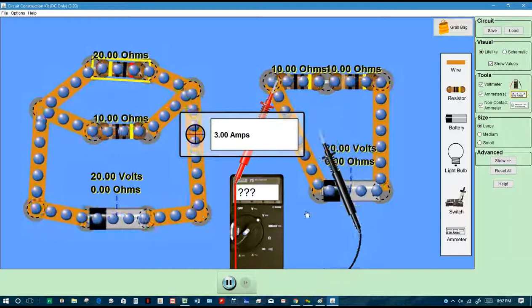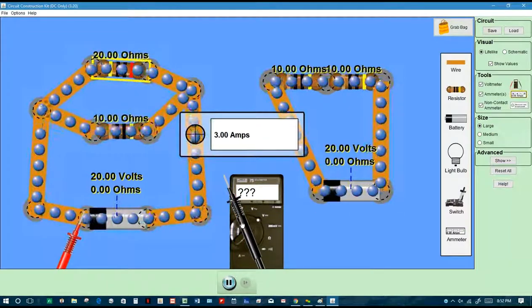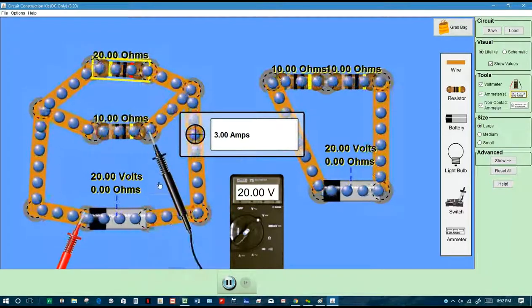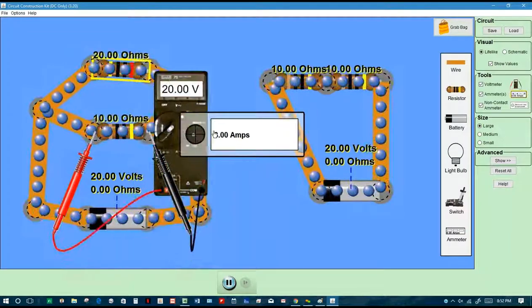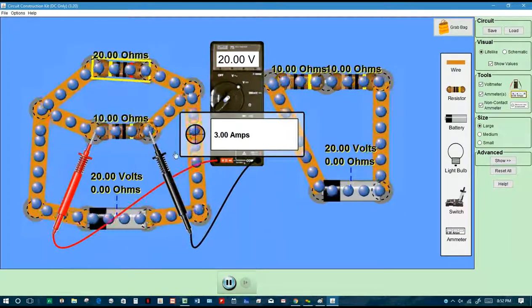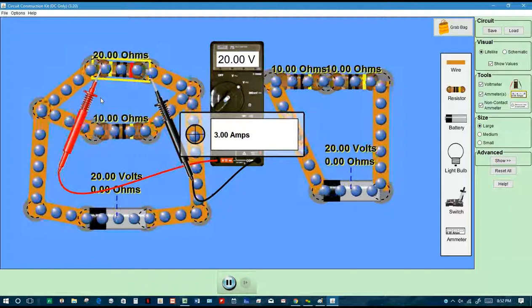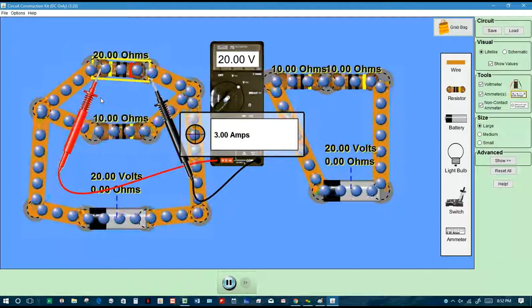Notice what happens over here in the parallel case. 20 volts is how much voltage is on the battery. When we go test the voltage drop on this resistor, watch what we get. 20 volts. How much voltage is being used on the other resistor? Still 20 volts. So in a parallel circuit, all of the branches get the same voltage as the battery.